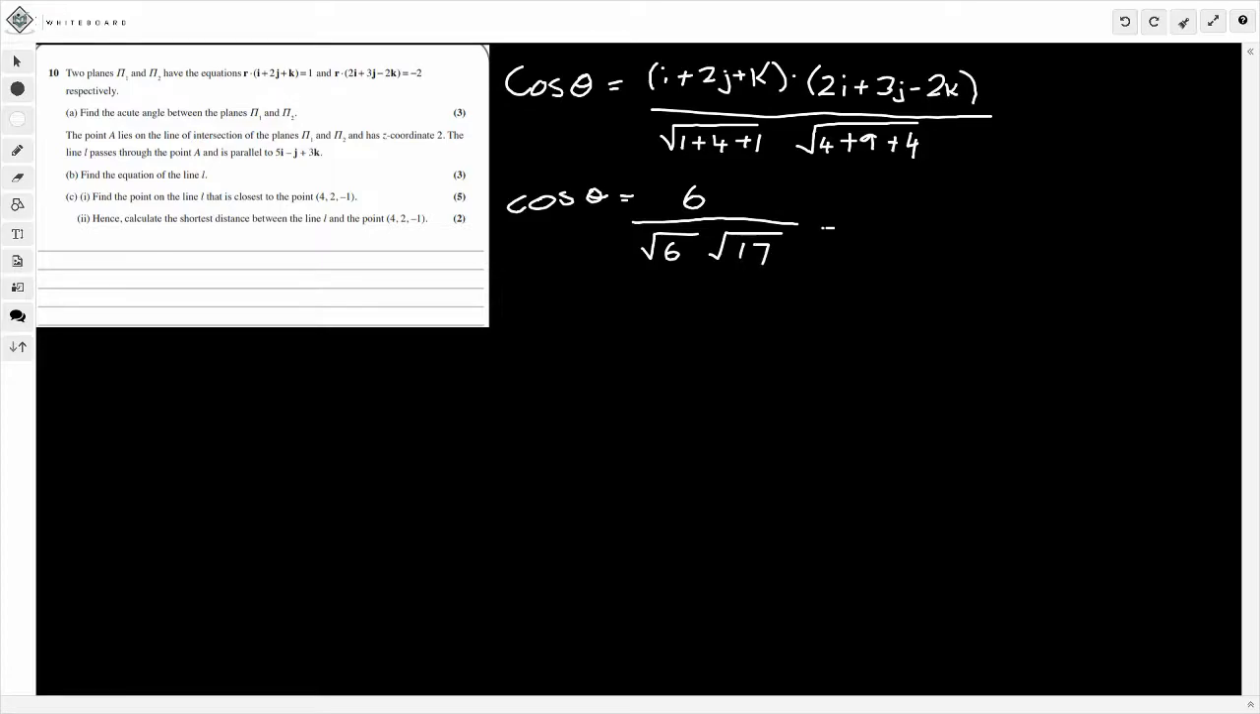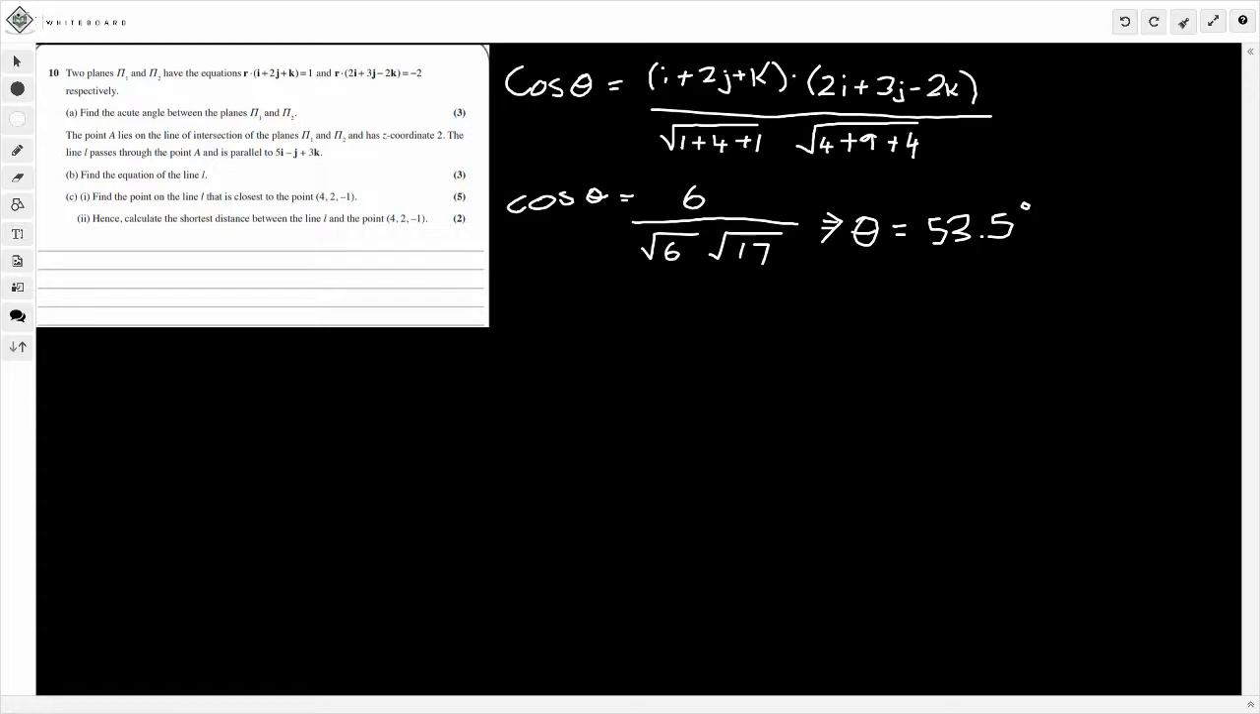And then obviously we need to do inverse cos on this, and if we keep it in degrees, we're going to get that theta is 53.5 degrees. So that's the acute angle there, 53.5 degrees between the planes pi1 and pi2. So that's part A done. So that's the first 3 marks.